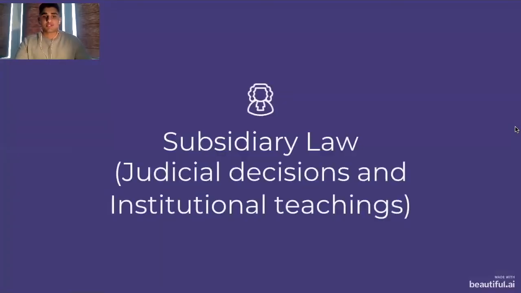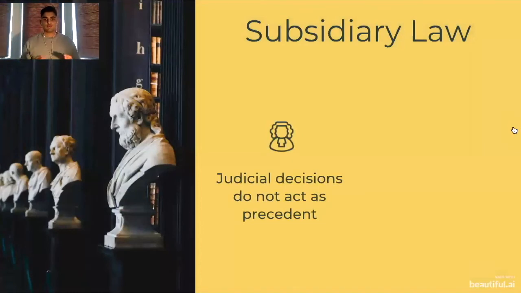And finally, we look at subsidiary law, that is judicial decisions and institutional teachings. Now, first, we look at judicial decisions. In my introduction to Scottish law, I spoke about judicial precedent, which is very important in the British legal system and in common law legal systems. Essentially, judicial precedent is the idea that judges are able to make law themselves, instead of it only being in the hands of government, right? So if I'm a judge, I can give my opinion, and that then becomes law, instead of it just becoming merely persuasive.